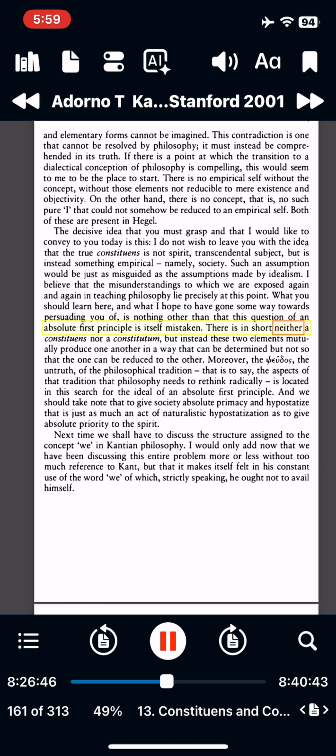There is in short neither a constituens nor a constitutum, but instead these two elements mutually produce one another in a way that can be determined but not so that the one can be reduced to the other. Moreover, the untruth of the philosophical tradition, that is to say, the aspects of that tradition that philosophy needs to rethink radically, is located in this search for the ideal of an absolute first principle.